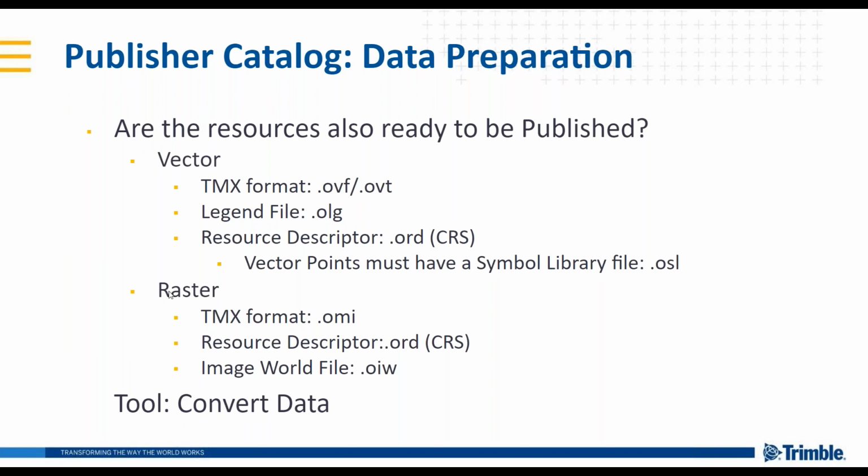Same for the raster file, an OMI format is required, together with the resource descriptor, the ORD file, and the OIW file, which we call the image world file as well. Same as the mobile mapping data, all this data preparation can be done, or converted, in the publisher catalog by using the convert tool.